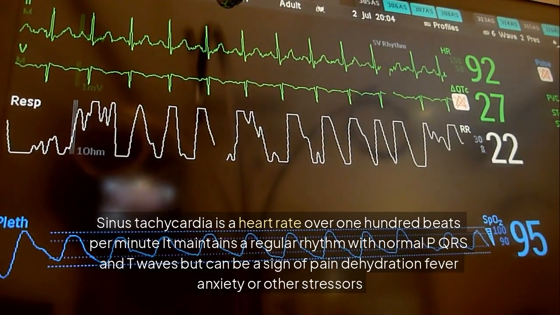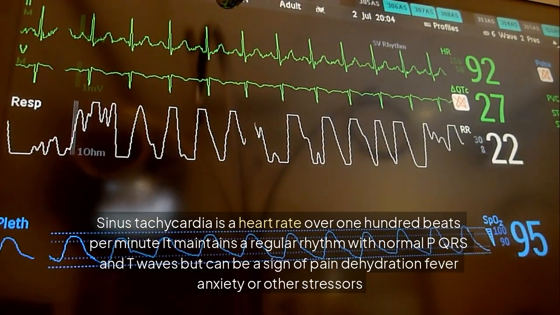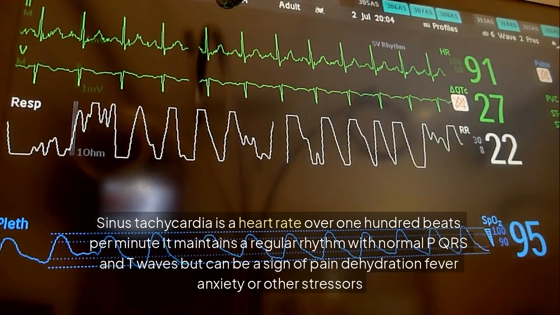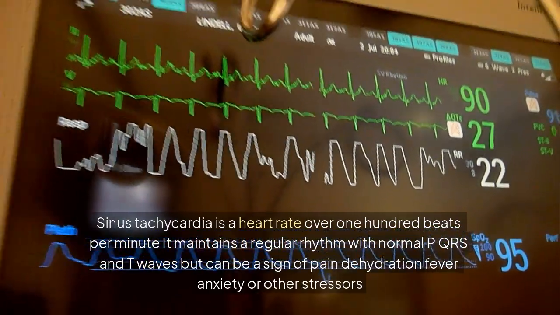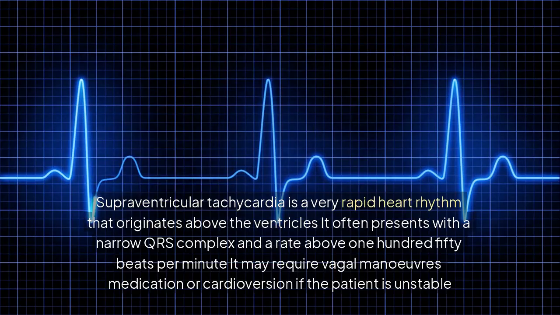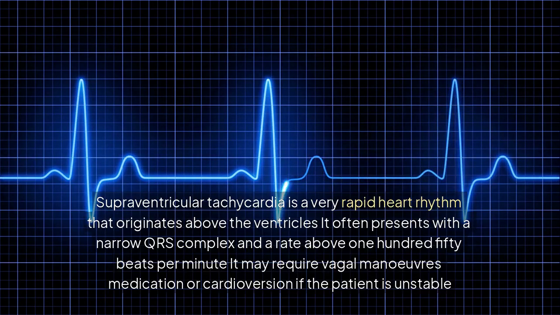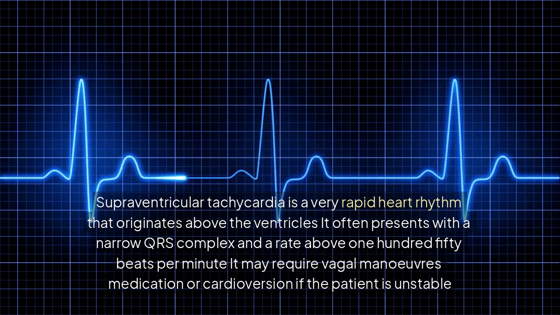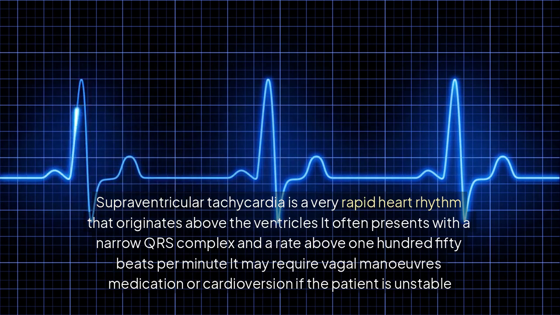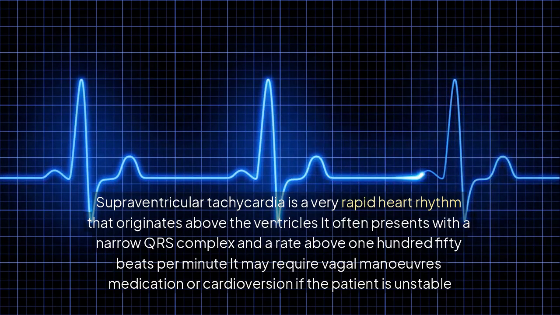It maintains a regular rhythm with normal P, QRS, and T waves, but can be a sign of pain, dehydration, fever, anxiety, or other stresses. Supraventricular tachycardia is a very rapid heart rhythm that originates above the ventricles. It often presents with a narrow QRS complex and a rate above 150 beats per minute. It may require vagal maneuvers, medication, or cardioversion if the patient is unstable.